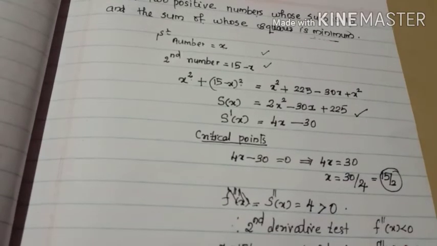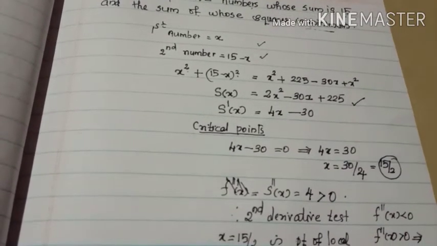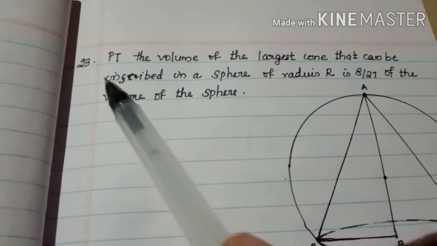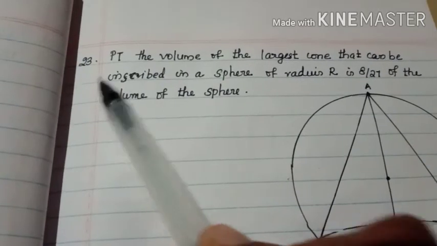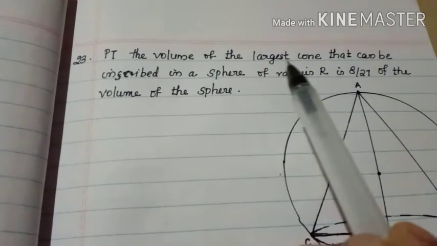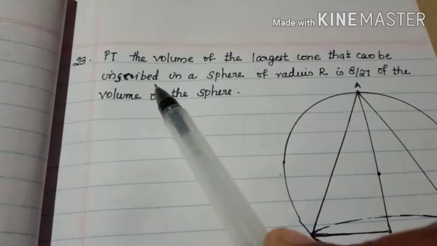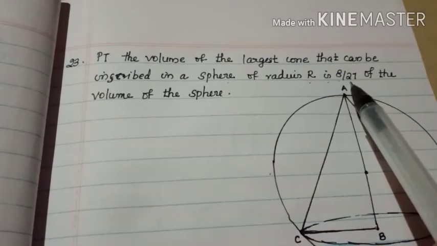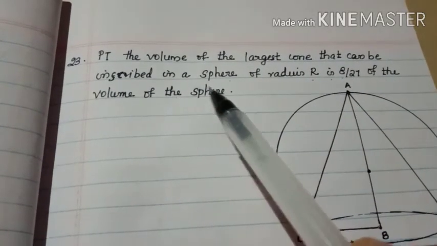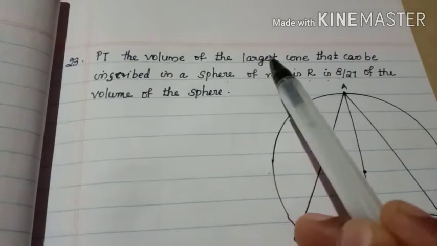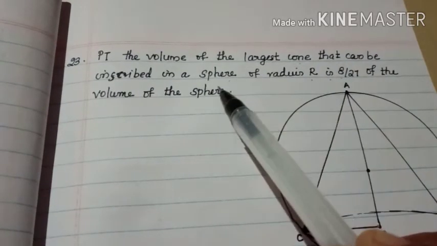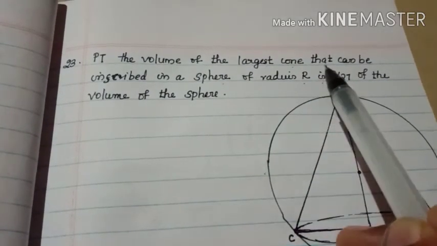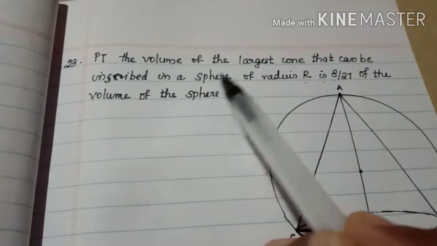Let's see another question from the exercise. Now see another question. It is question number 23, belonging to exercise 6.5. Prove that the volume of the largest cone that can be inscribed in a sphere of radius r is 8 by 27 of the volume of the sphere. There are two figures, one is a cone and the other is a sphere. The question says the volume of the largest cone that can be inscribed in a sphere.